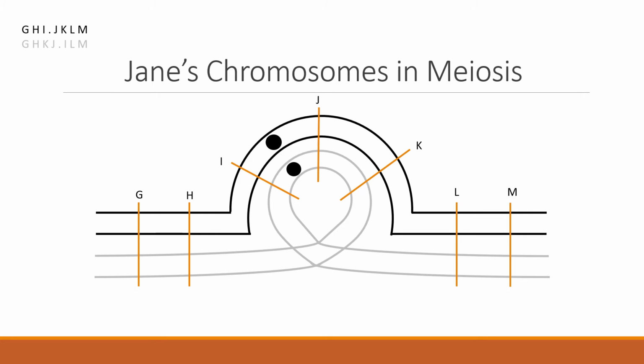Because of this inversion, the chromosomes are going to have to form an inversion loop in order to pair up during meiosis. This is a simplified representation of what this inversion loop would look like. The normal chromosome is on the top in black, and the one with the inversion is on the bottom in gray. If a crossover event were to occur between J and K, the following gametes would result.